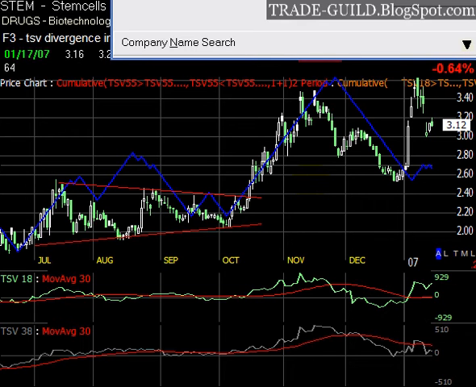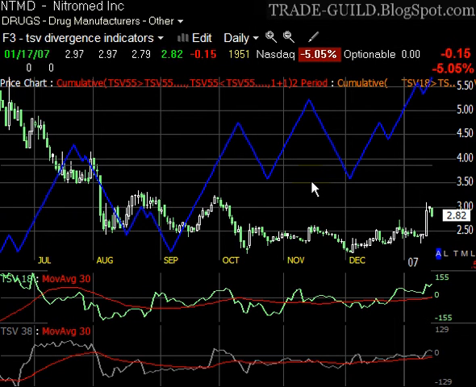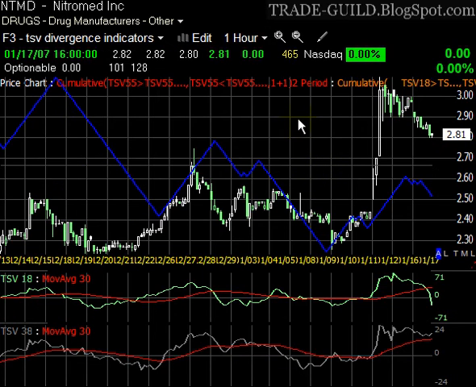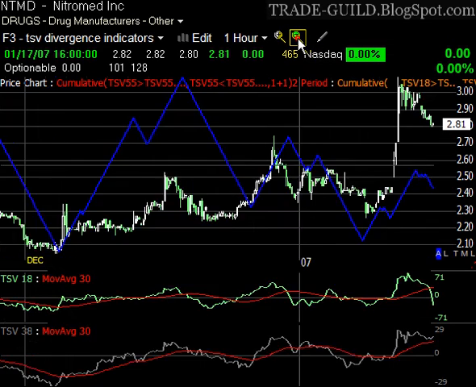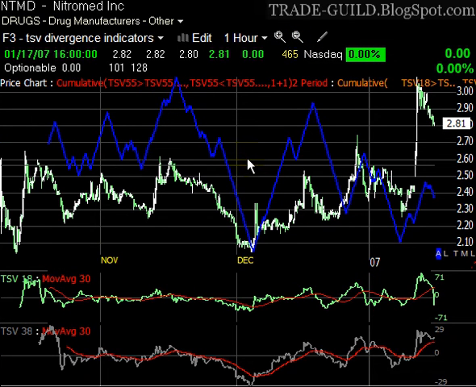NTMD. This was a pick from David DT from tradingthewind.blogspot.com. And you can see this has been brewing a very positive divergence for about 6 months here. And if we look at the hourly time frame, this is really where it looks pretty. Let me get that hourly time frame.